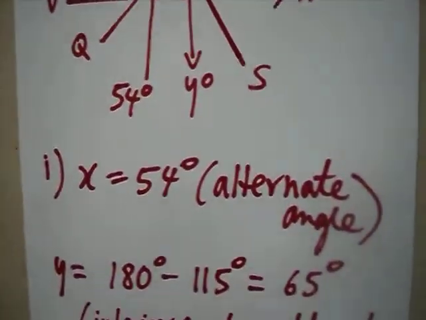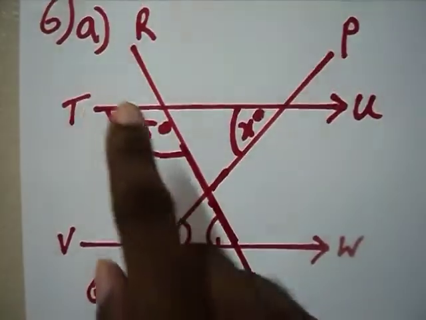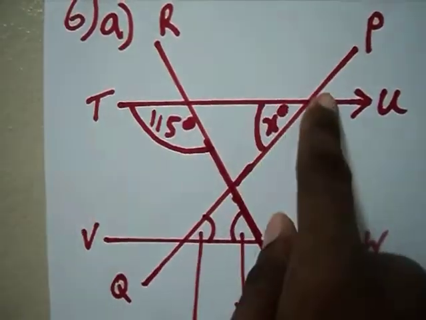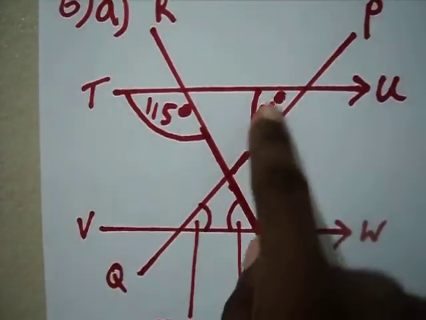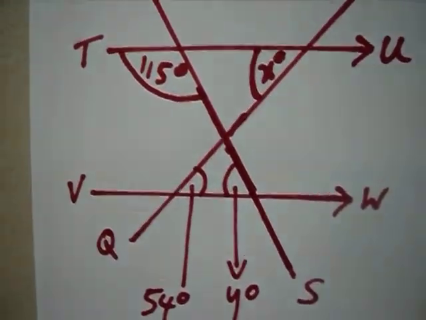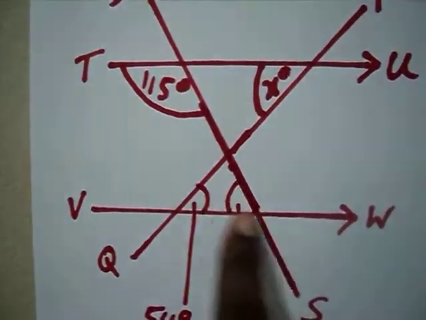Good, alternate angle. And remember it has to be a Z shape. Look, see that? Z shape. These two angles here are alternate angles. Very important. Now, in getting what's Y, you have this kind of shape here.